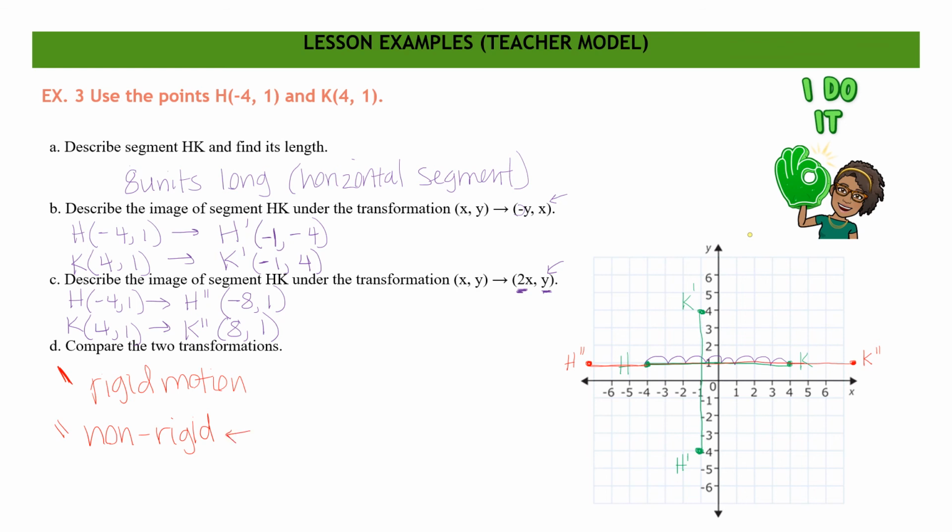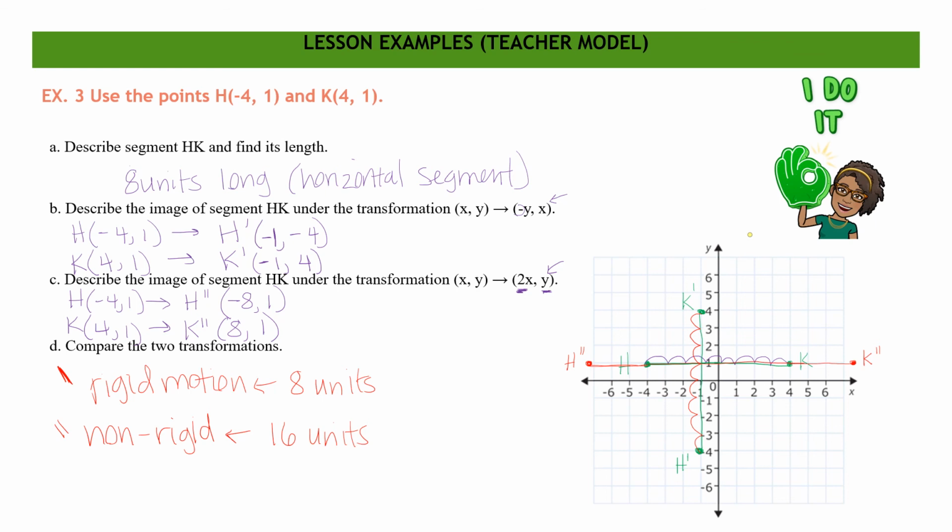But if I look at my H prime and my K prime, yes, it turned, but it didn't change the amount of units it was. So if you look, it's still the same amount of units: 1, 2, 3, 4, 5, 6, 7, 8. The units did not change from HK. It's still 8 units, all right? So in the rigid motion, it is still 8 units. In the non-rigid motion, it extended. So we went from -4 to -8, so that makes it double the amount, to now 16 units, all right?